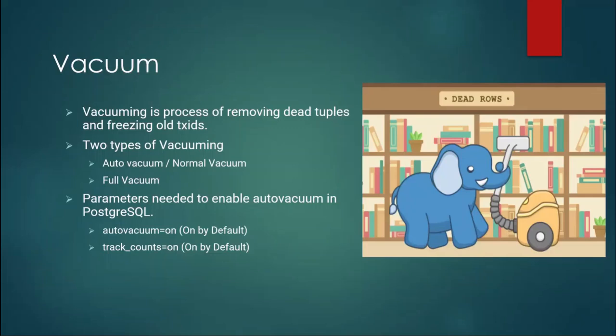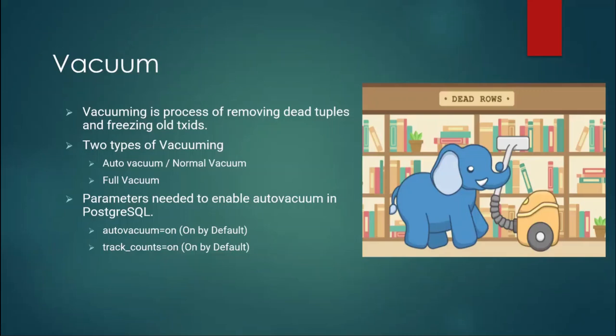If it keeps growing, the table size grows, and it directly or indirectly affects the performance of your operations if that table is involved. So PostgreSQL has a top maintenance activity called vacuuming. Vacuuming is nothing but removing the dead tuples and freezing the transaction IDs.